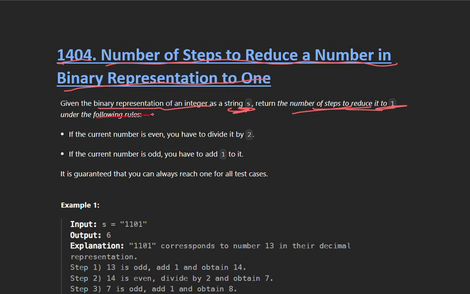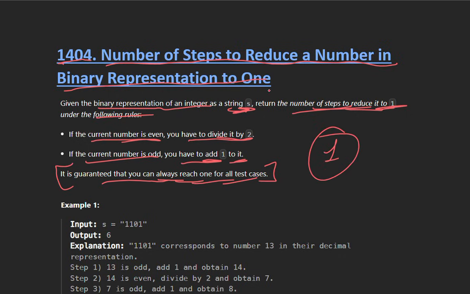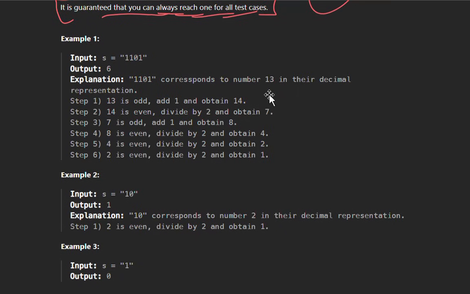And what are the rules we have to follow? If our current number is even, then we have to divide it by 2, and if the current number is odd, then we have to add 1 to that number. And they have guaranteed that we can always reach 1 for all test cases. So let's see some examples to understand it more clearly.